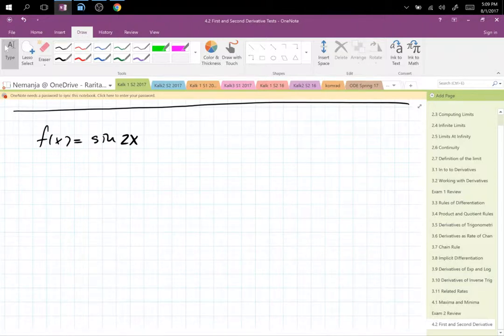Wait, for this one, sine 2x, is the 2 technically with the x squared? How would you derive that? I was going to do the product. Negative cosine. No, it's just chain rule. Derivative of sine is cosine. Derivative of cosine is negative sine.